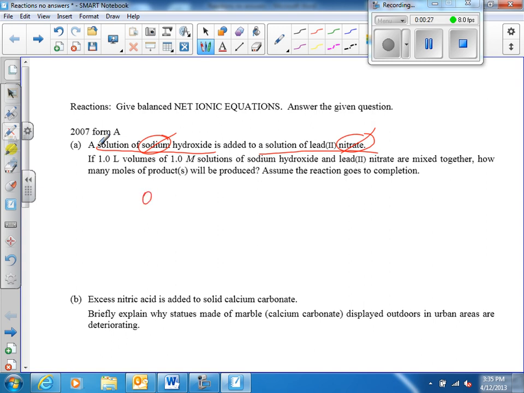So the hydroxide is OH minus, and the lead is Pb2 plus. When we put those together, we're going to get solid lead 2 hydroxide. We need to balance this. There we go. That's my balanced net ionic equation.